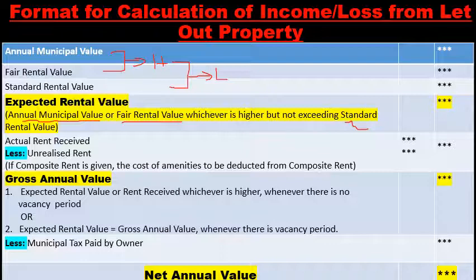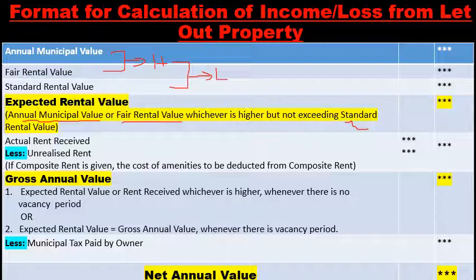So next is actual rent received for a let out term. If the house is let out for 12 months, then rent received is for 12 months. If it was let out for 9 months or 10 months, some part of the year, then you have to calculate rent received for the let out duration only.